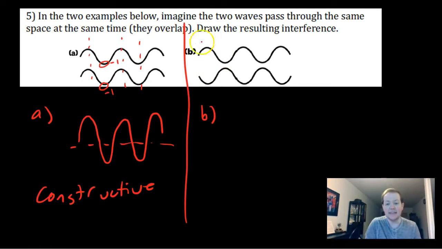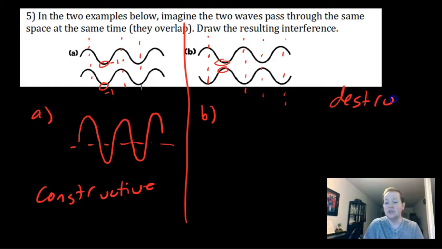Now for B, again, let's pretend we draw them, or we cut them out, and then we lay them right on top of each other. That's the idea when we're talking interference. If they're right on top of each other, here I have a crest, here I have a trough. Here I have a trough, here I have a crest. Oh man, look at this. They're always opposites. Is this constructive or destructive?